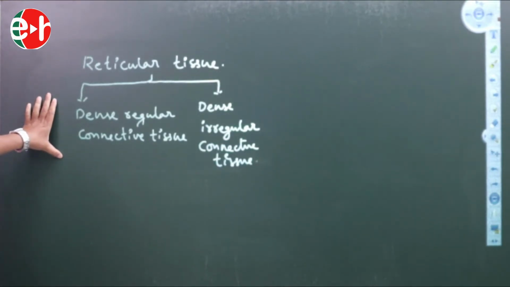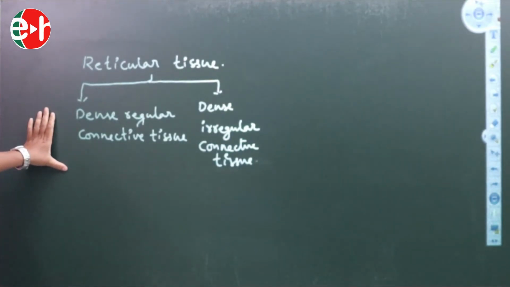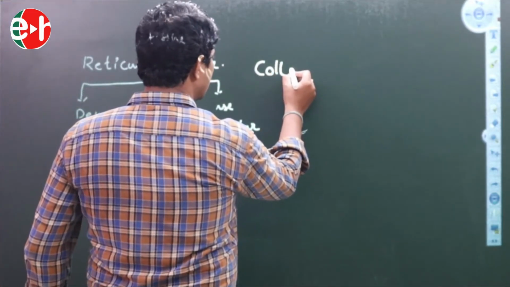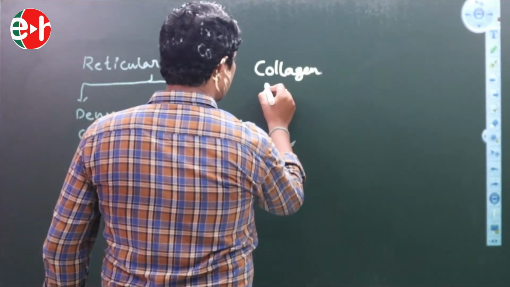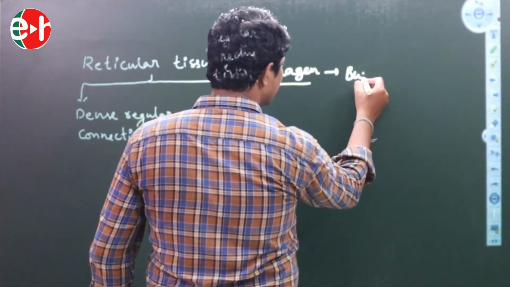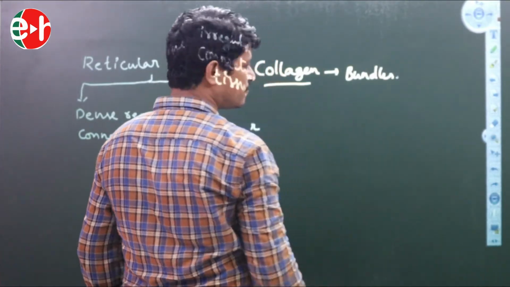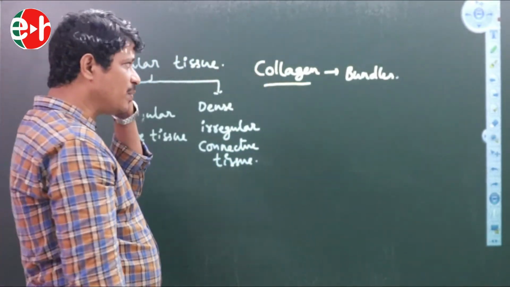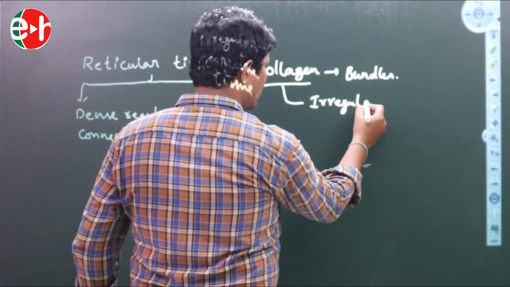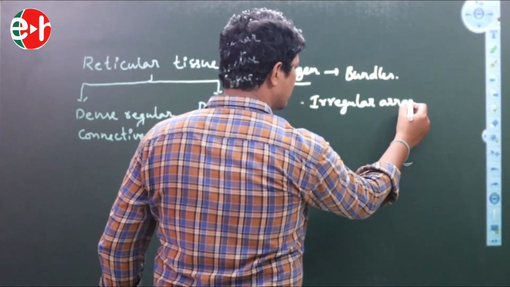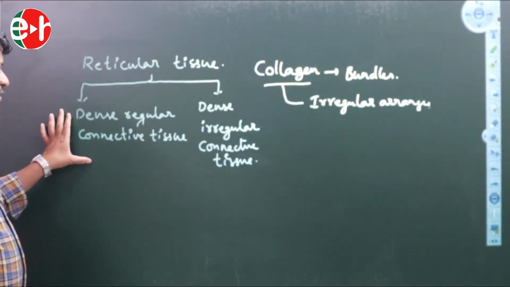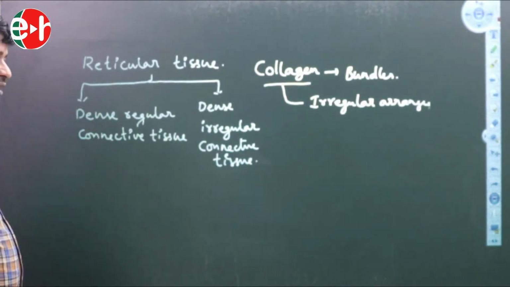Reticular tissue is divided into dense regular connective tissue and dense irregular connective tissue due to the presence of the collagen fibers. See here, in some of the dense connective tissue, the collagen fibers are arranged in bundles. In some parts, these collagen fibers are irregularly arranged. According to this, reticular tissue is divided into dense regular connective tissue and dense irregular connective tissue.